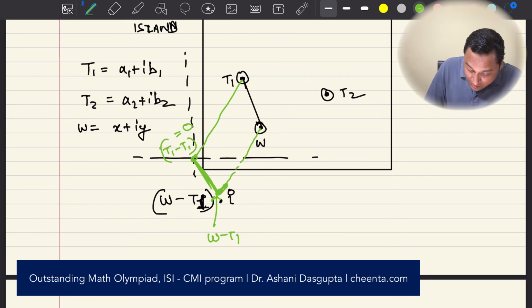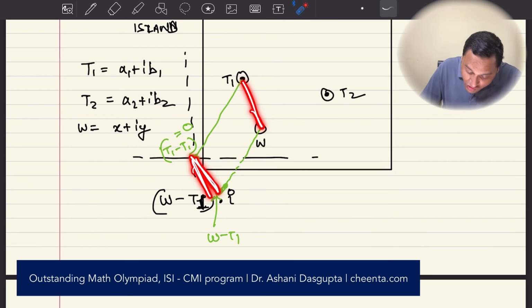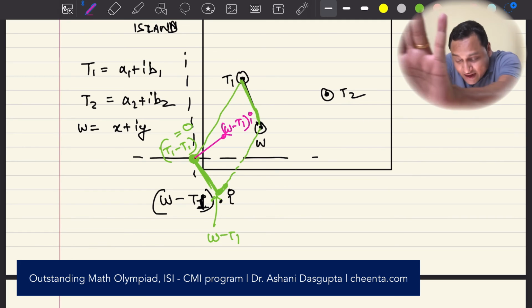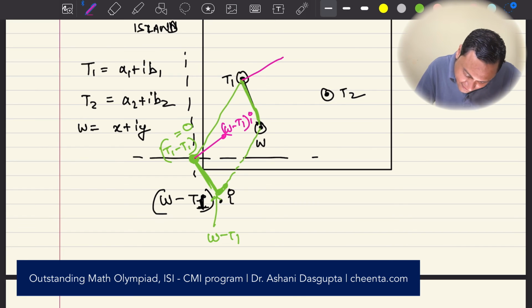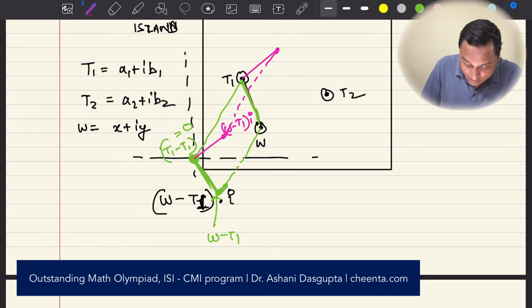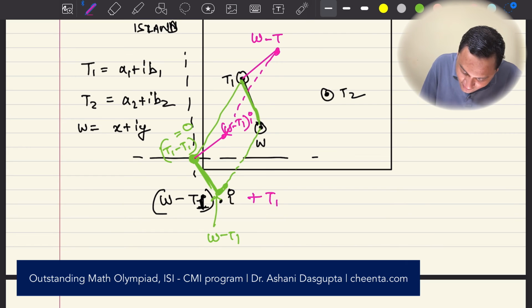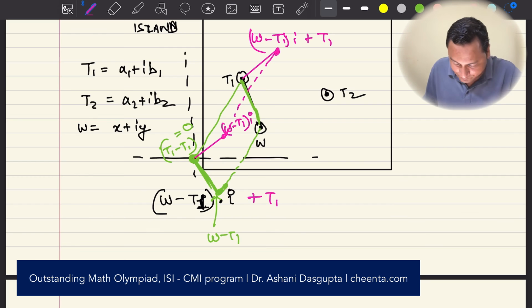So now you have this particular segment placed at the origin. Now you can rotate by i, which is 90 degrees. So W minus T1, now it is here, rotated. This is W minus T1 times i. And then you can push it back to T1, because ultimately you want it here, right? So you add T1 back. So this point is W minus T1 times i plus T1.